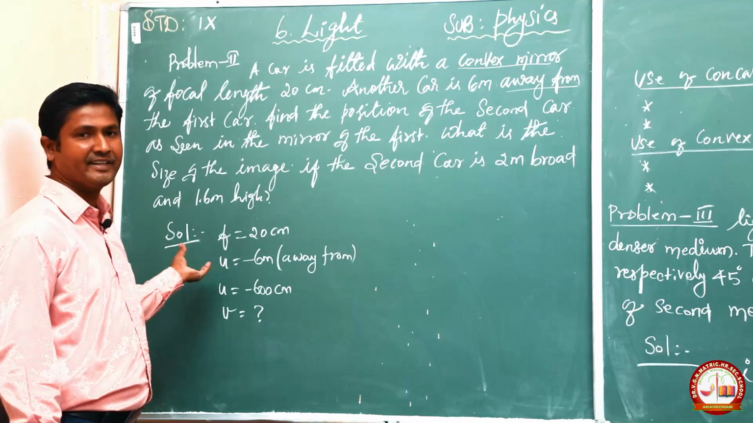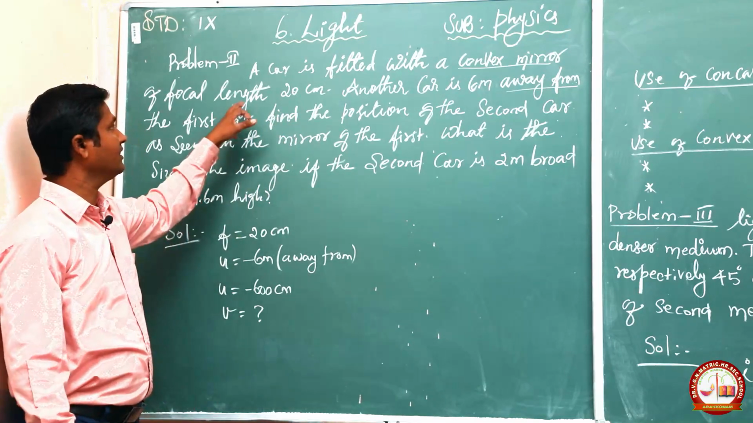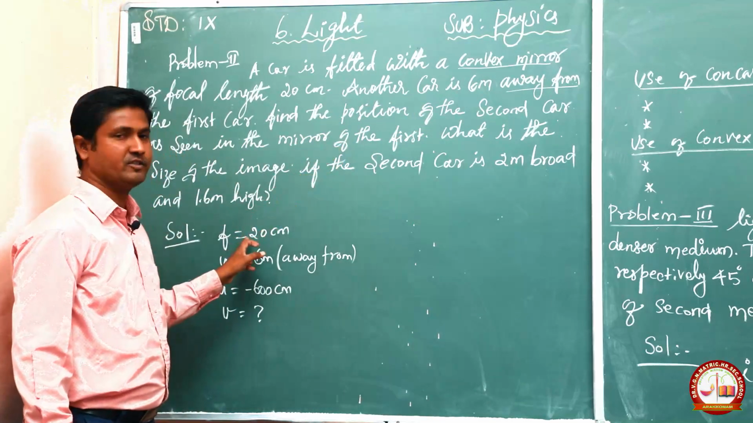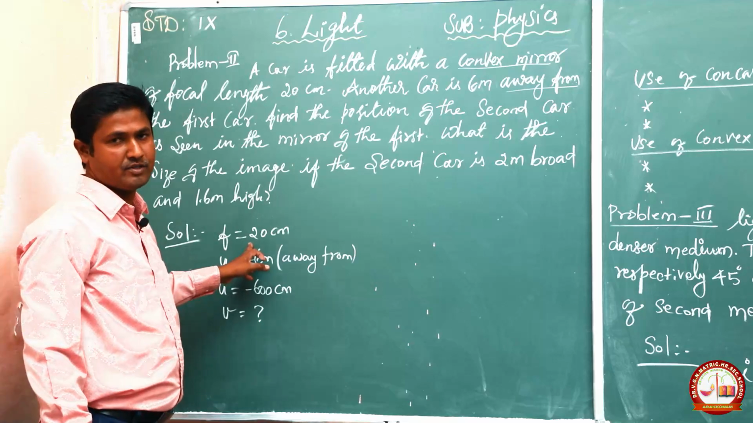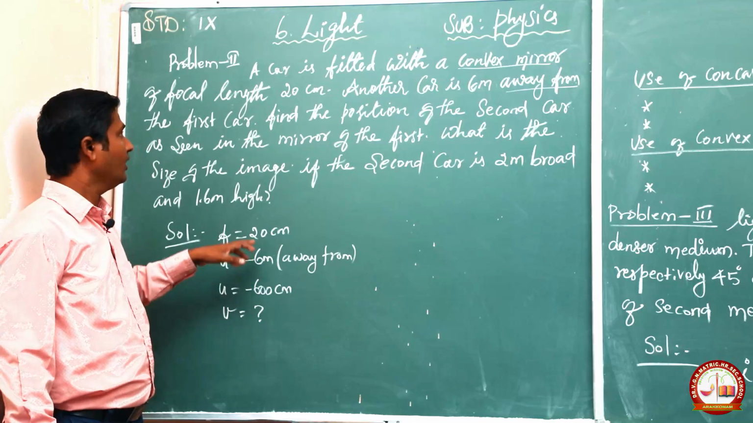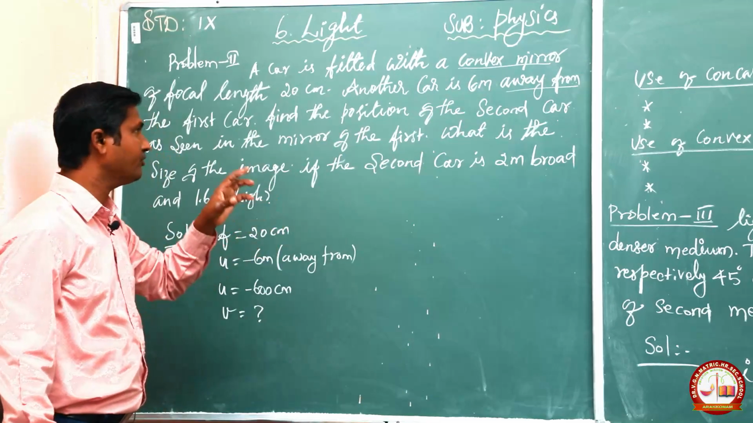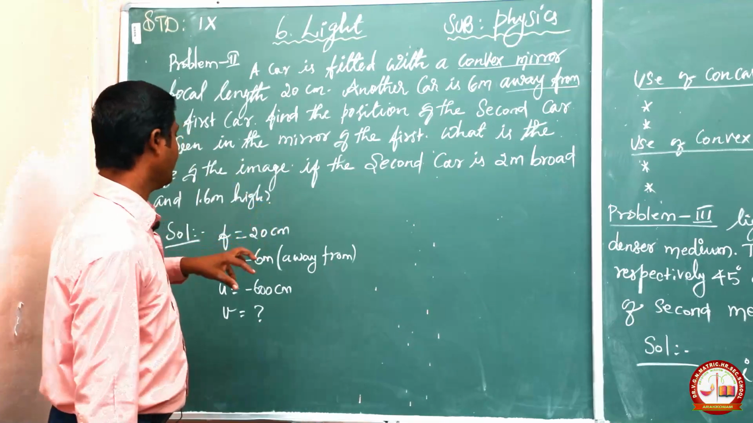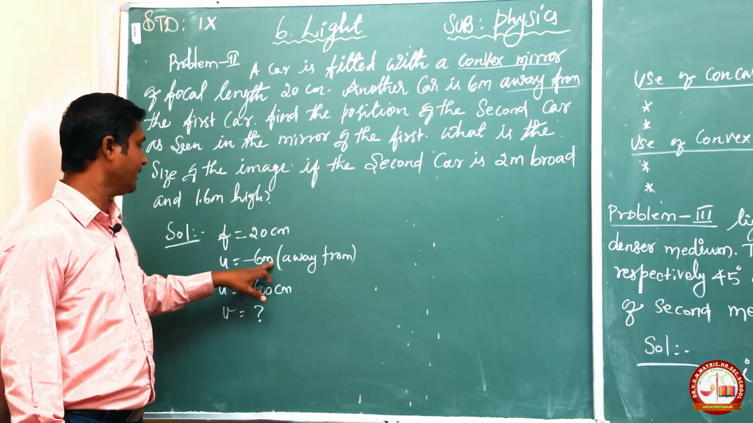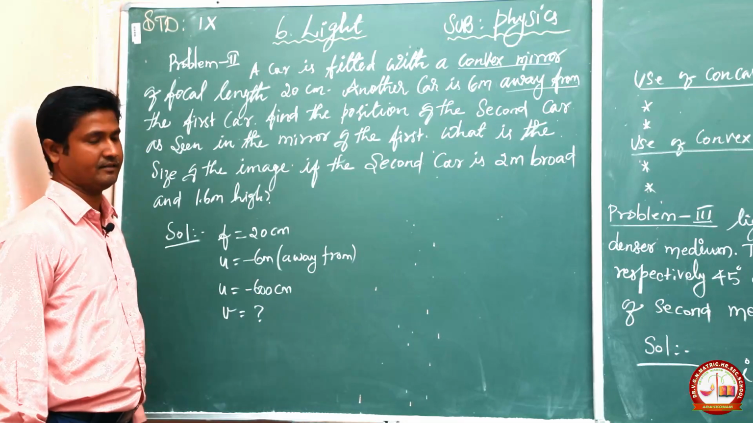So first you write the given values. Focal length value is 20 centimeter. This is a convex mirror, so positive symbol, not a negative symbol. Negative symbol is a concave mirror. So next you 6 meter. This is 6 meter away from. So find out the away. Away is a negative symbol. Away is the opposite. So 6 meter, meters convert to the centimeter, minus 600 centimeter.